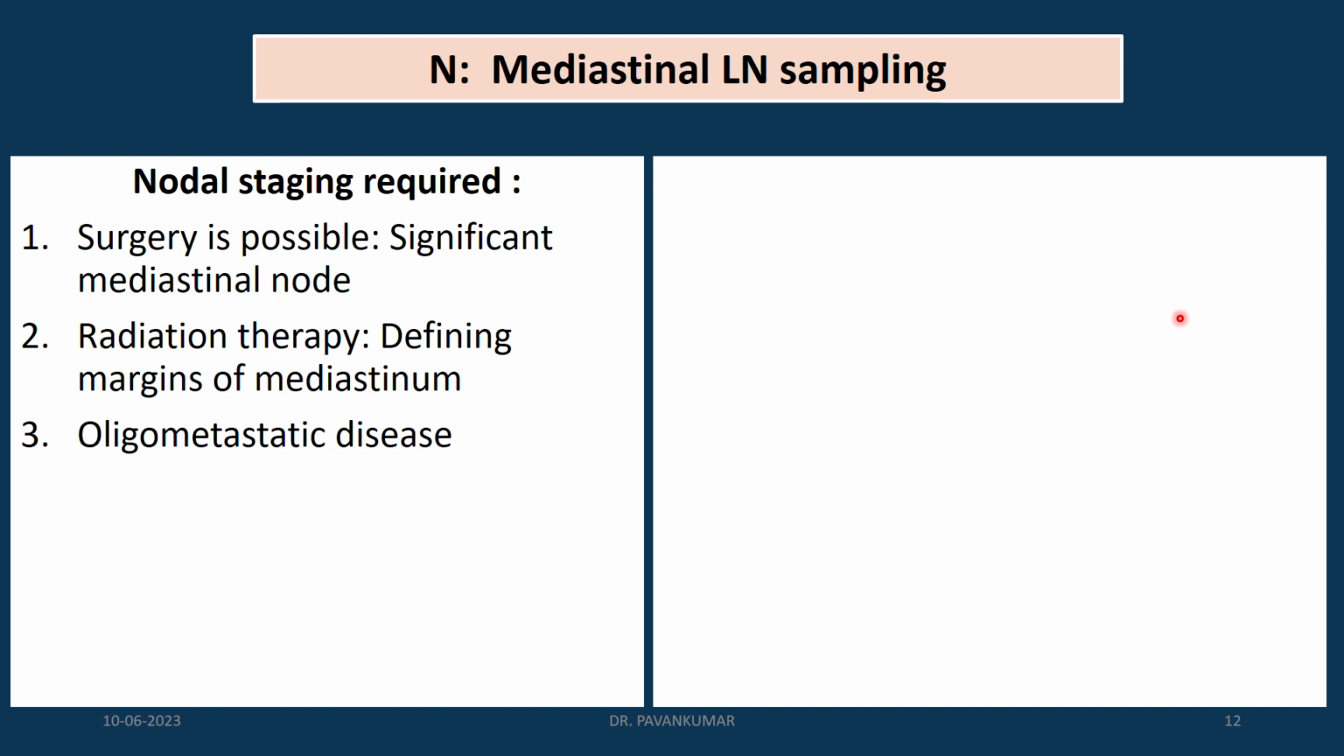In terms of oligometastatic disease, it means you have a lung cancer, you have mediastinal nodes, and there is some organ, like adrenal or brain, with a single metastasis or less than 3 metastases. That's the oligometastatic disease, and we'll see a case about it.